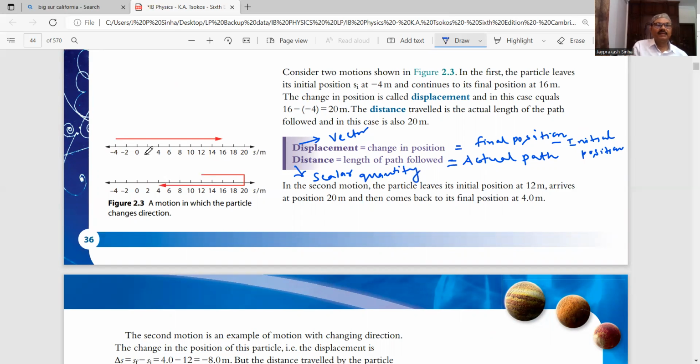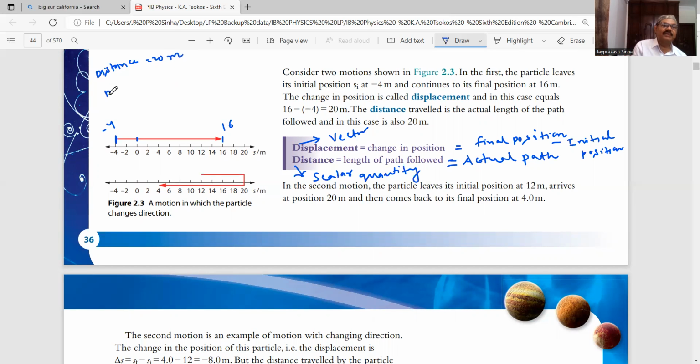If there is a question, just see here: a motion in which the particle changes direction, and here the particle does not change direction. So here, the initial position of the body is -4. What is the final position of the body? 16. So what is the distance traveled? Distance will be from here it is 4, and then it is 16. So 4 plus 16, 20. Distance is equal to 20. If it is in meters, you can write meters.